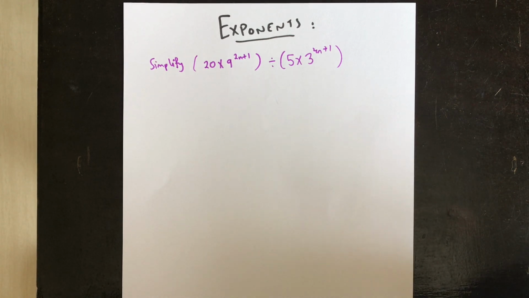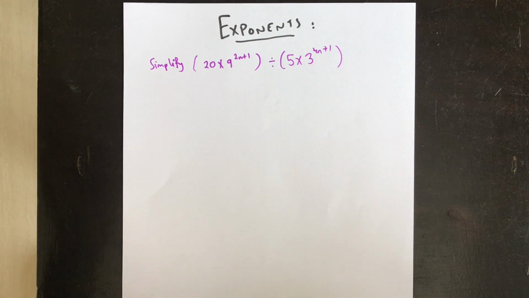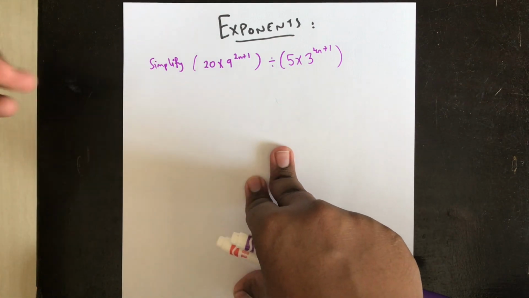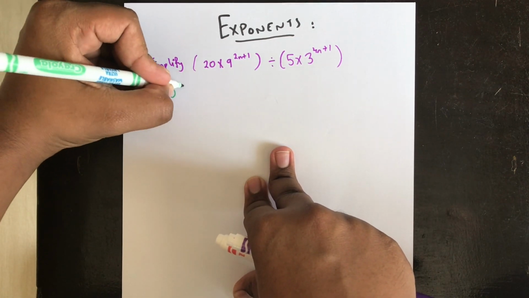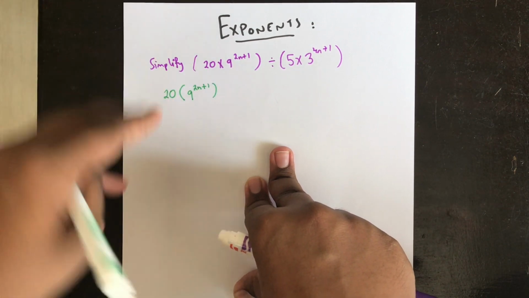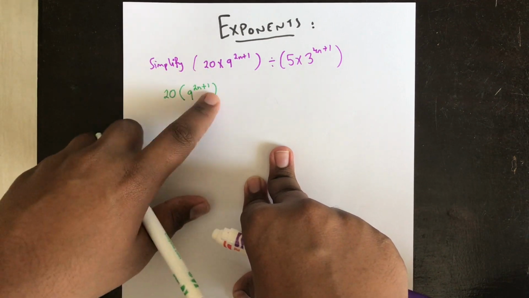Simplify 20 times 9 power 2n plus 1 divided by 5 times 3 power 4n plus 1. So basically we need to simplify this big thing to get something small. So let's write it. 20 times 9 power 2n plus 1 can be expressed in this form. I've just removed the multiplication sign and put it this way.